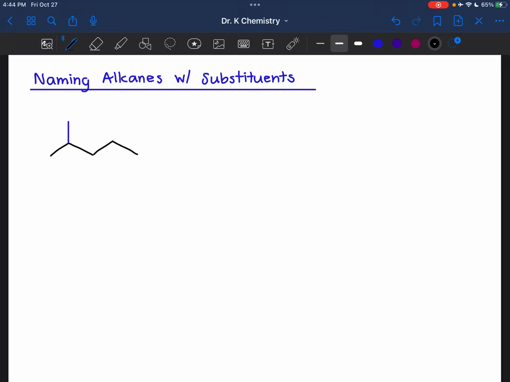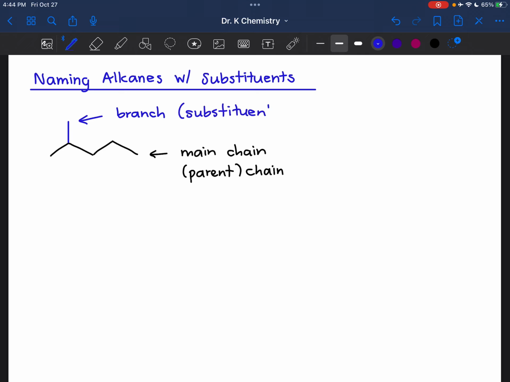When we were looking at the different structural isomers, you may have noticed that we were forming structures that have branching. So here in black, this is what I refer to as the main chain, or the parent chain. You're going to hear that term a lot when we talk about naming. In blue, we are representing a branch. And another name for a branch is a substituent. I use these terms interchangeably, so don't let that confuse you. Branches are substituents.